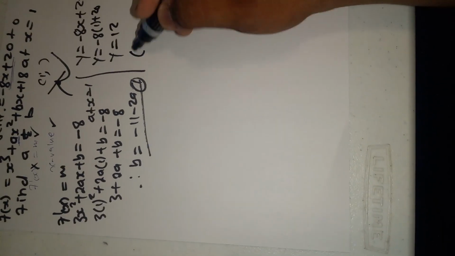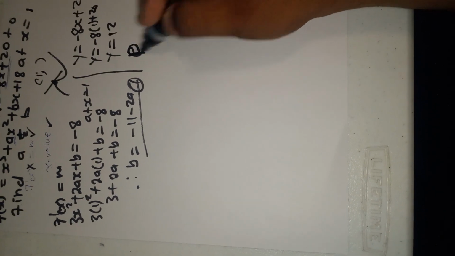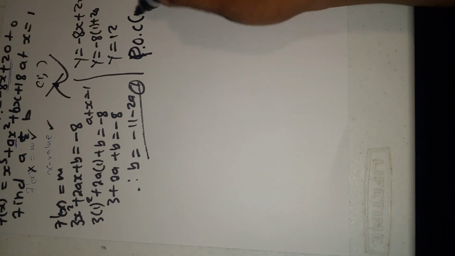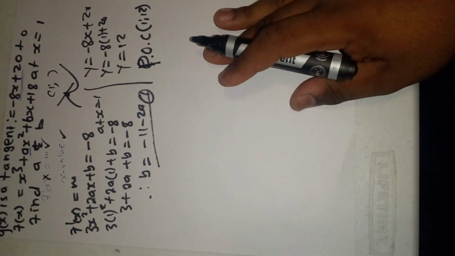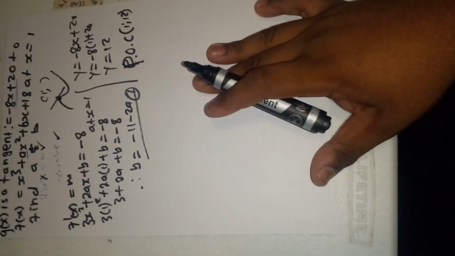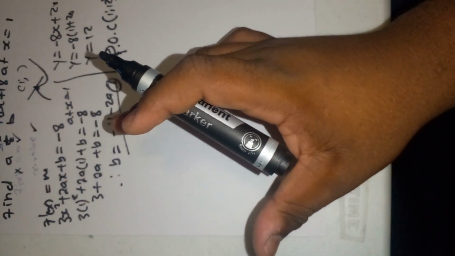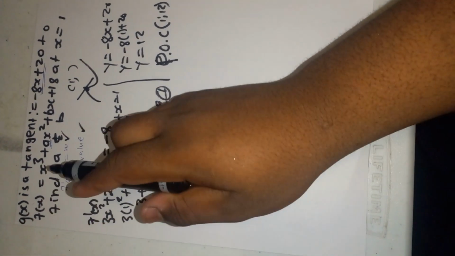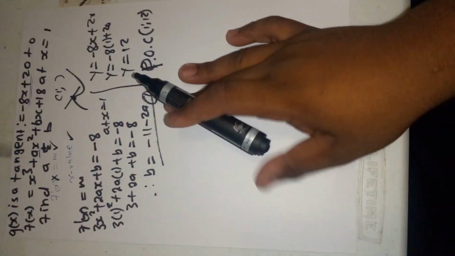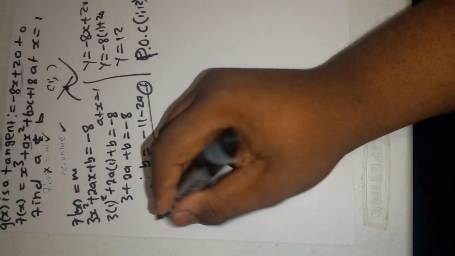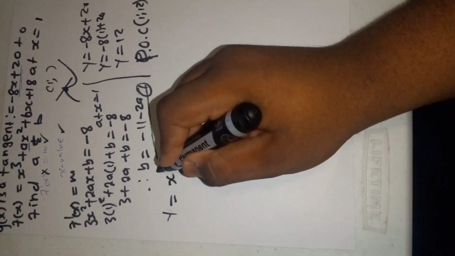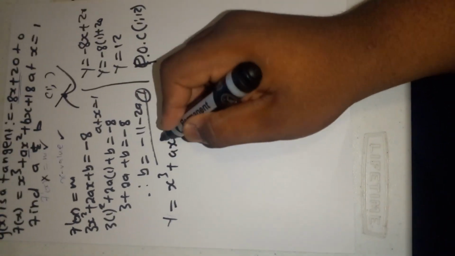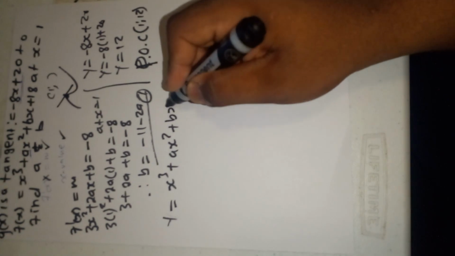12. So at the point of contact, I have 1 and what? 12 there. Is it fine? Now we are going to continue. When you are using the first derivative, you put the x value only. When you are using the original equation, you put both x and y. So let's go. Y is equal to x cubed plus ax squared plus bx plus 18.